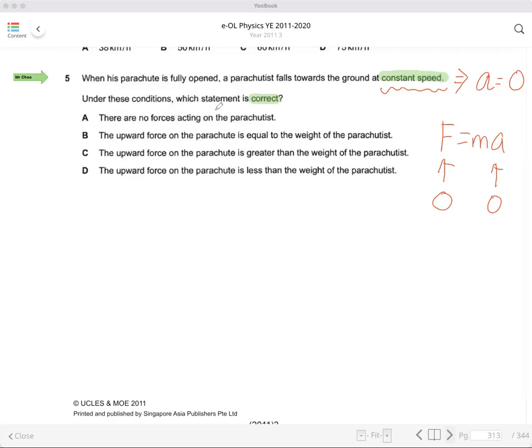Because there is no force acting on the parachute. F equals 0, so why is A incorrect? Why is the answer B? Because there are forces acting on the parachute. Okay, so A is incorrect because there are forces acting on the parachute. If you write down the words there is no net force, then it will be correct. But when you say that there are no forces acting on it, then it is incorrect. Clear so far? Okay, let's do the next question.